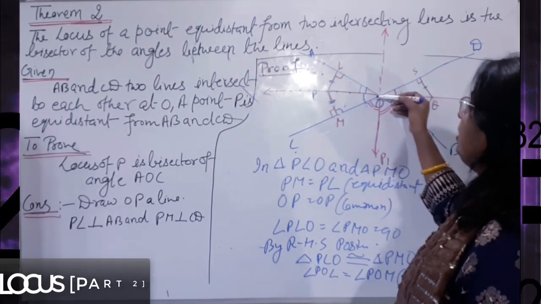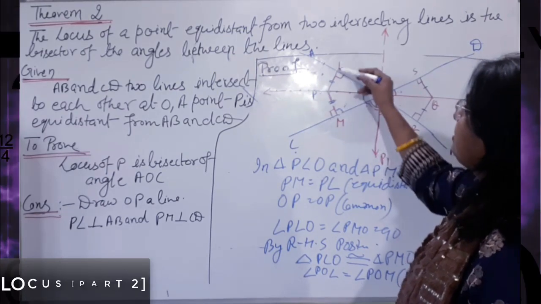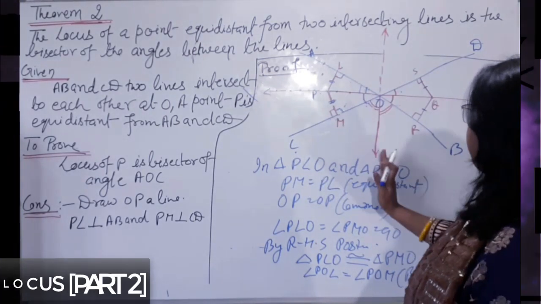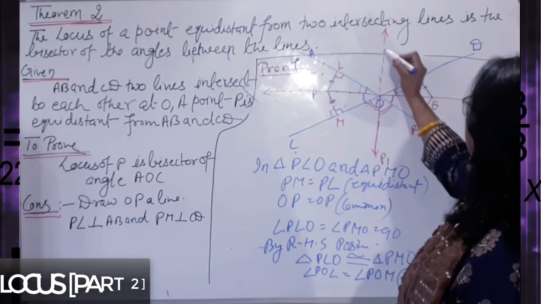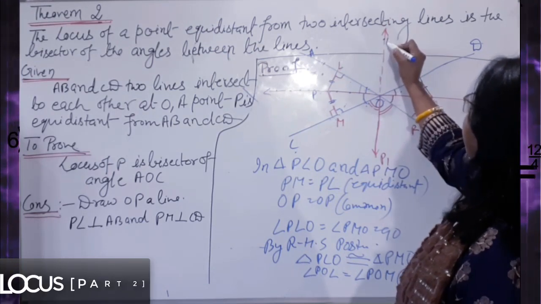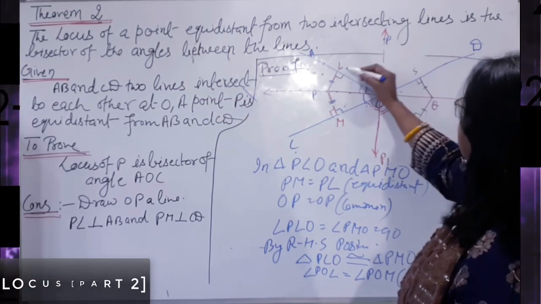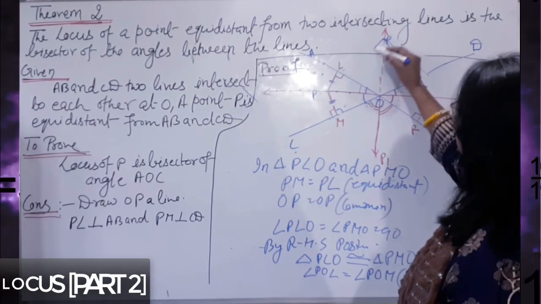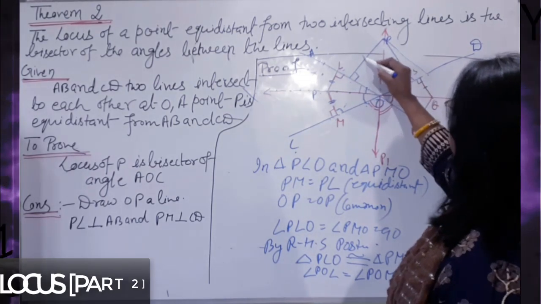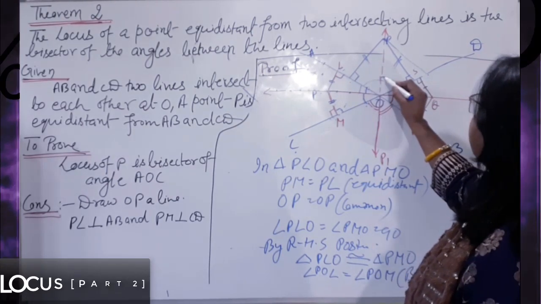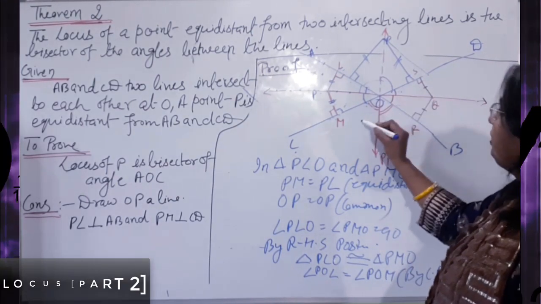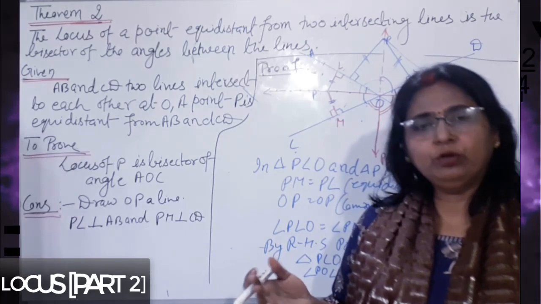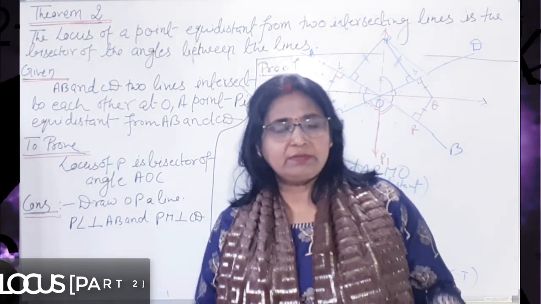The locus of the point P, which is equidistant from intersecting lines, is the bisector. In the same way, similarly, we can prove this also. Take any point P here and draw a perpendicular like this, and on this side also a perpendicular. They are given as equal, and then we can prove this angle is equal to this angle. In the same way there also. In this way, the theorem is proved. And similarly, we can prove the converse also. Converse is given. Okay.